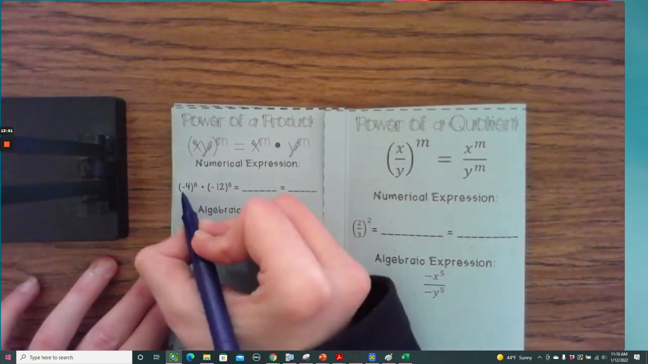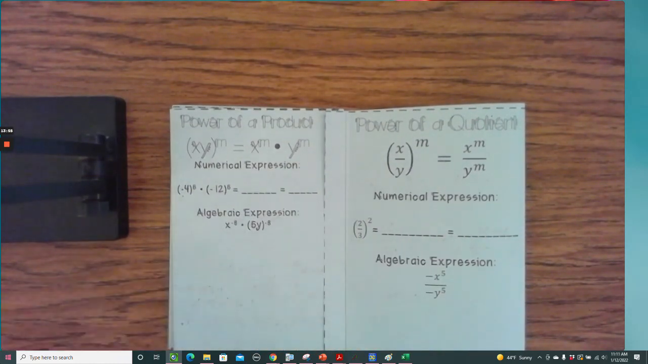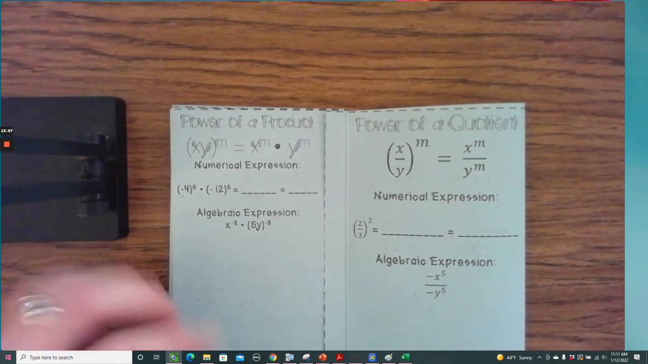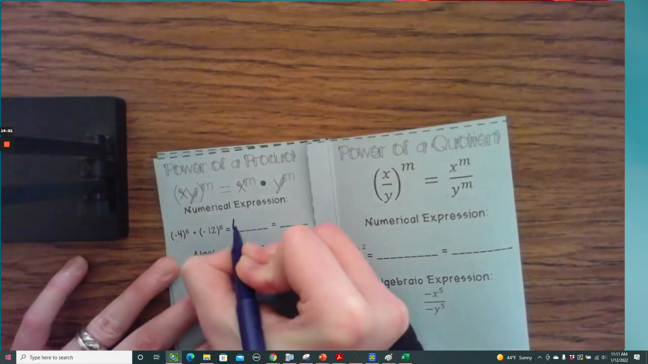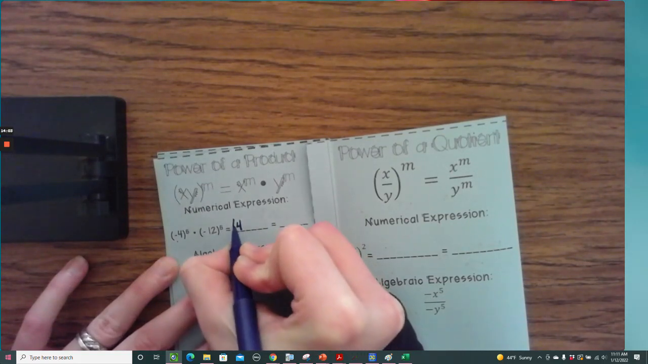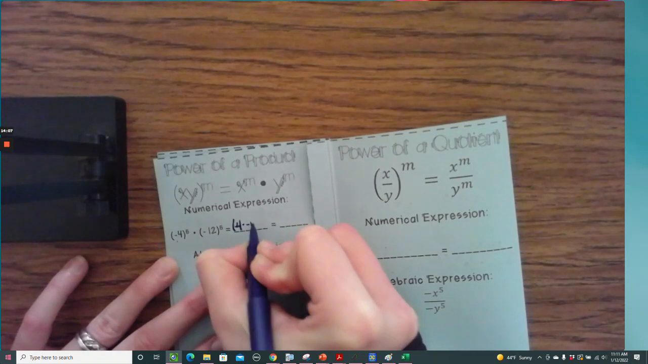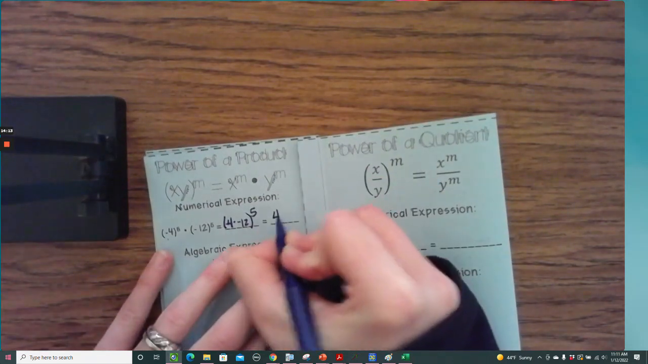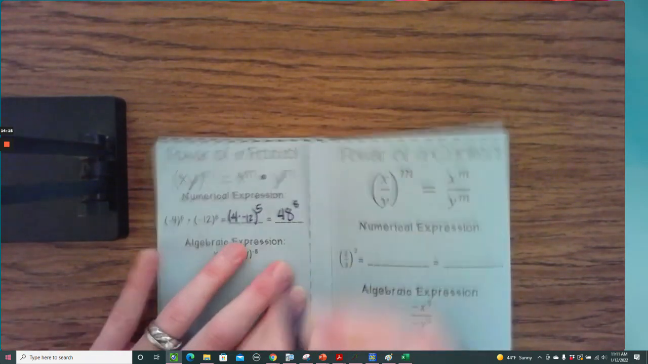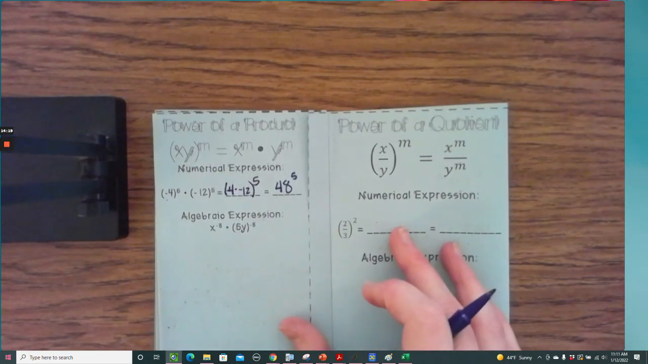Okay? So in this example, negative 4 to the 5th times negative 12 to the 5th. The exponents are the same, so I can just multiply negative 4 times negative 12, and I can raise all of that to the 5th power. Negative 4 times negative 12 is 48 to the 5th power. And then you can simplify it down further than that.